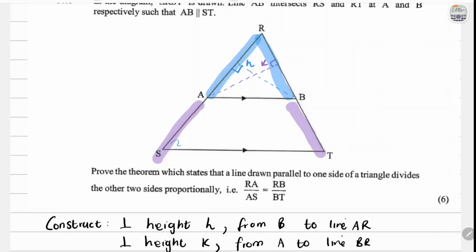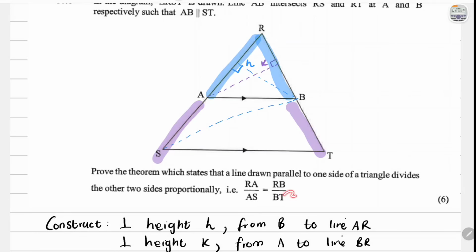Well, if you construct a line from S to B, look at what happens. You now have a triangle there. You now have a triangle ASB or ABS. There, you have a triangle now and it has a base AS. Okay, so that's the first triangle we construct.